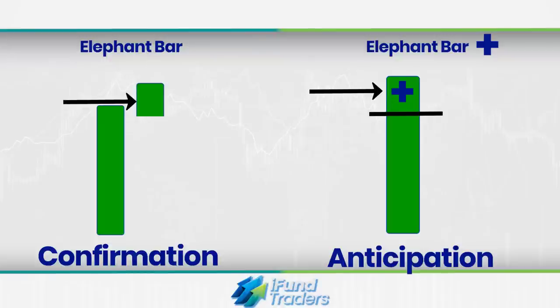You can jump right into the bar before it finishes trading. That's the anticipation entry. Now, both are very powerful entries. You need both. You do not choose between which one you take. The market tells you which one you apply. You should not be doing confirmation on an anticipation elephant bar. You're getting in too late, all right?